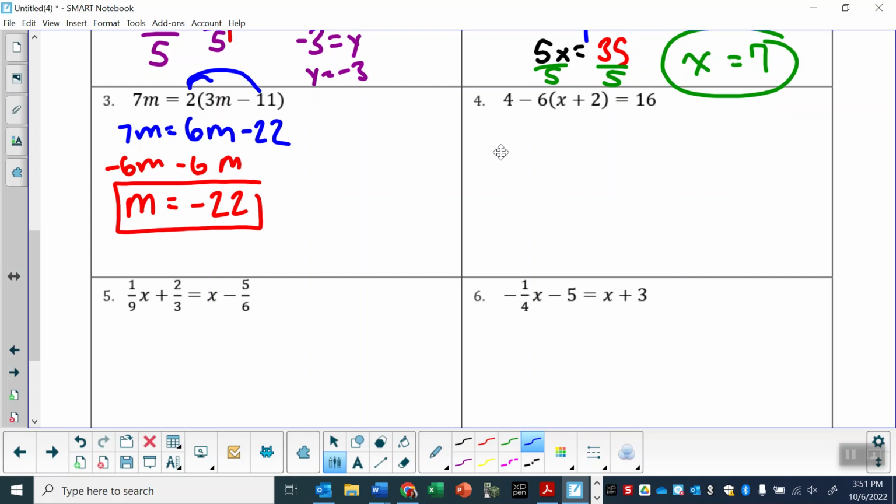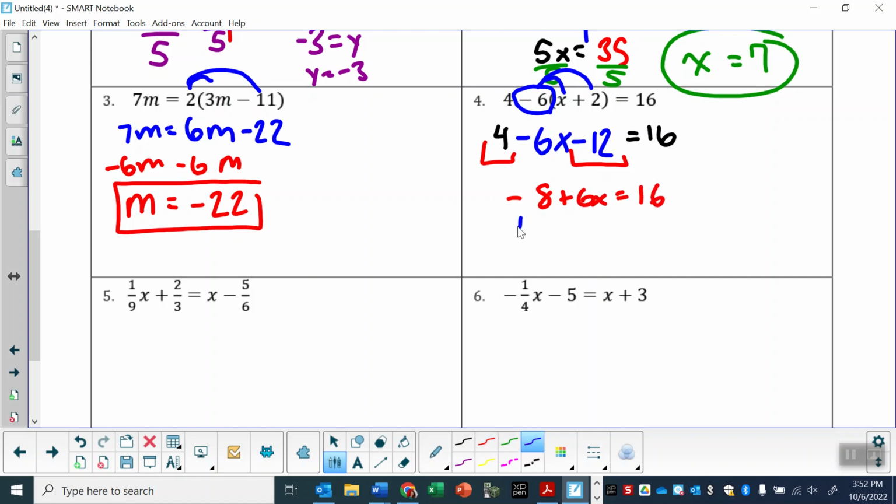Number 4, again, if you go back to the steps up top, you got to distribute before you combine like terms. So we don't want to do 4 minus 6. We want to do the distributive property first. So we're going to keep the 4, and we're going to keep the equals 16, and then we're going to distribute -6. -6 times x is -6x. -6 times -2 is -12. After you distribute, then you can combine like terms. 4 plus -12 is -8.